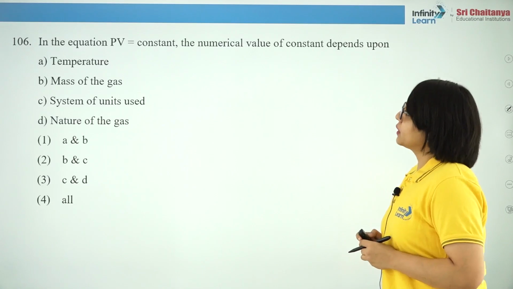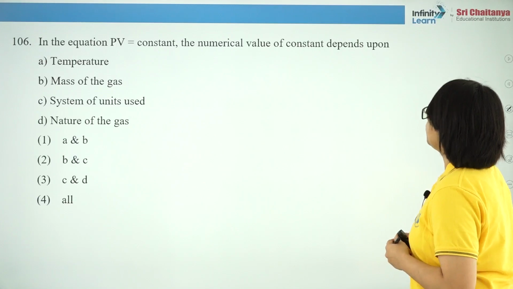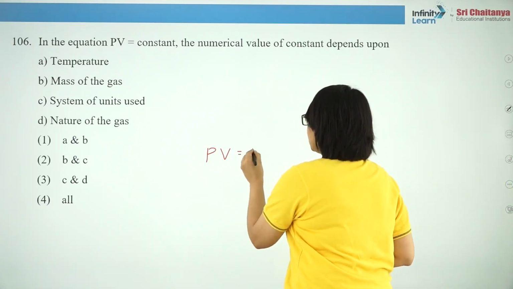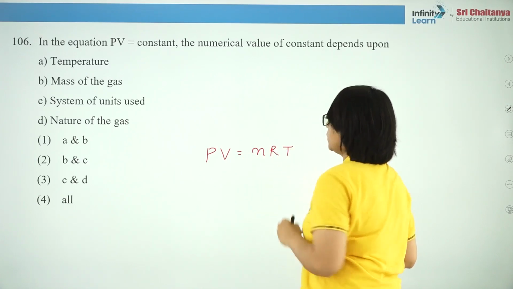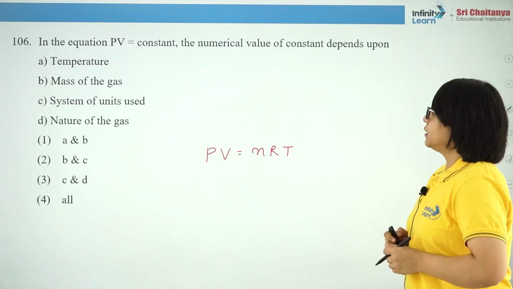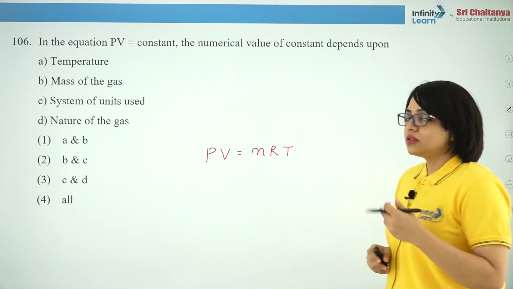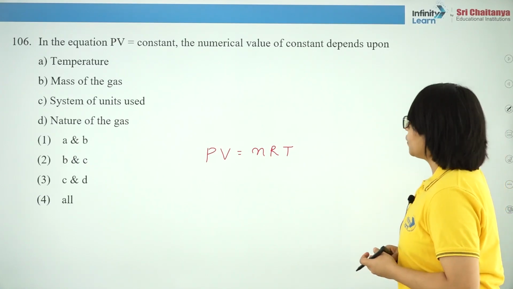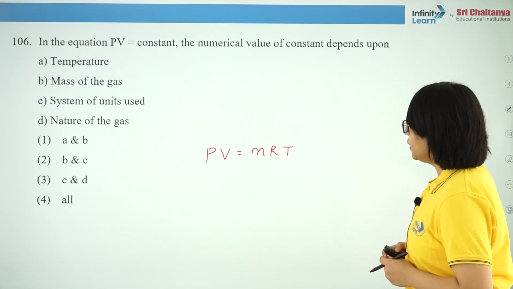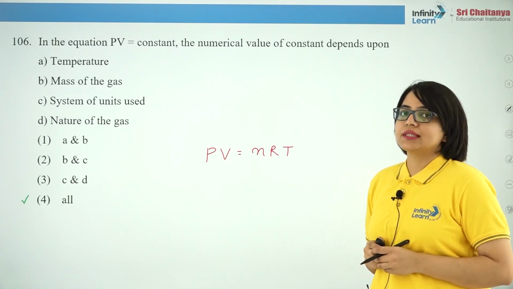Next is 106. In the equation PV is equals to constant, the numerical value of constant depends upon. So, we have PV is equals to nRT equation and this nRT is constant. So, this constant depends on temperature, this constant depends on mass of the gas because n over here is moles. It also depends on system of units used and it also depends on the nature of the gas, right. So, you can see that correct answer is option 4, which is all of this.